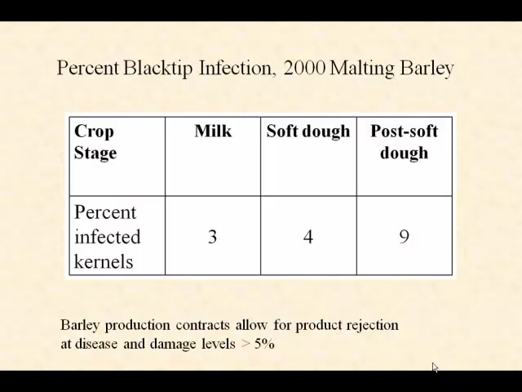It was a bad blacktip year. On the plots where we shut off the water at milk, we had 3% of the kernels infected by blacktip. At soft dough, we had 4%. And when we watered after soft dough, this is again with sprinkler irrigation, we had 9%. Now, the barley contract allowed for no more than 5% of damaged kernels. And so these first 2 made grade, this one didn't. That was in a really bad blacktip year. And we saw that at Rupert, we saw that at Rexburg, we saw that everywhere that year.